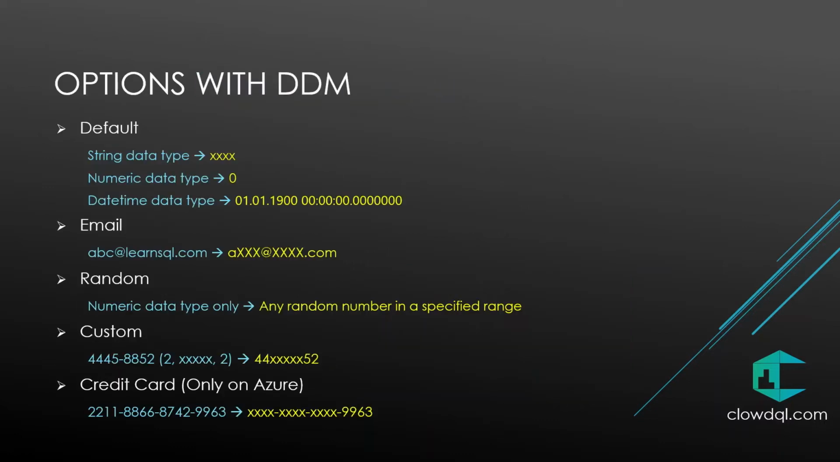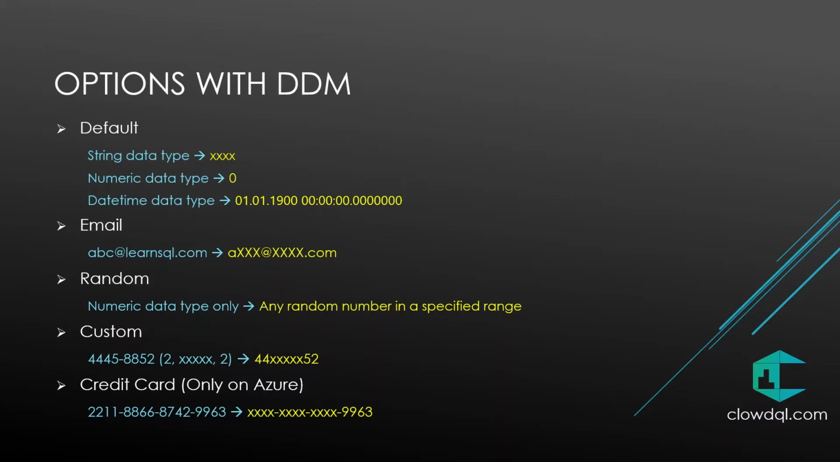Now let's discuss the options we have for implementing dynamic data masking. SQL Server by default gives us 5 types of masking rules: the default rule, email, random, custom, and credit card.